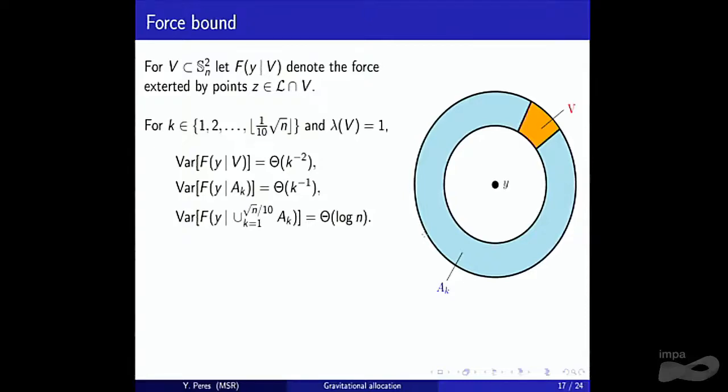From this, there's some more calculation to do to look at force moments as well, to see that the typical magnitude of the force is indeed root log n. So you have a variable that's actually approximately Gaussian. There is a central limit theorem here. So the force acting on a point is approximately Gaussian with standard deviation root log n.